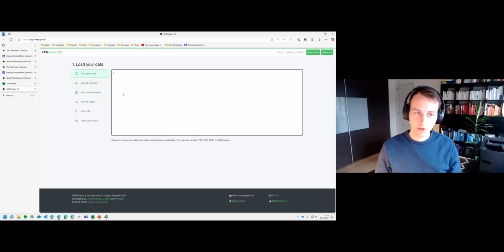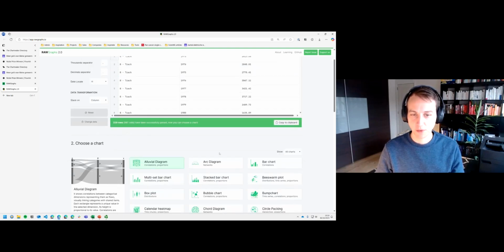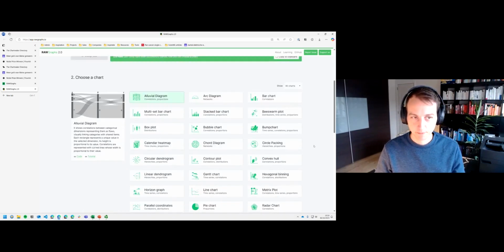You can link to a URL or a database, but in our case, most of the times it's just easiest to paste the data that we had on our clipboard straight from Excel. And you will notice that Raw Graphs is smart enough to recognize the first row are headers, format is text-based, year and sales is number-based, 329 rows have been successfully parsed, everything is green, so we can proceed.